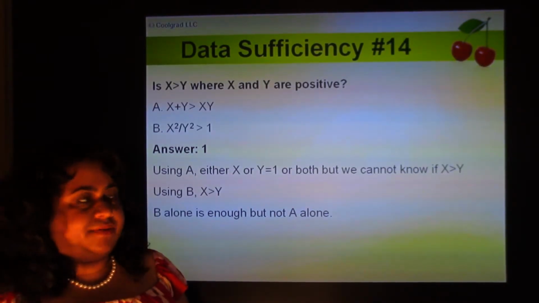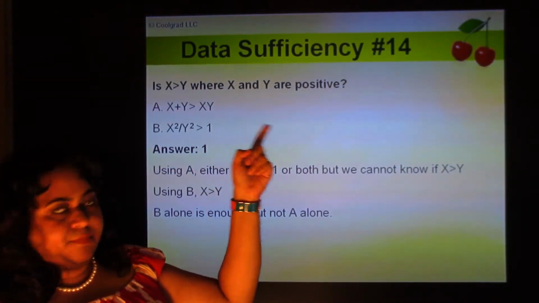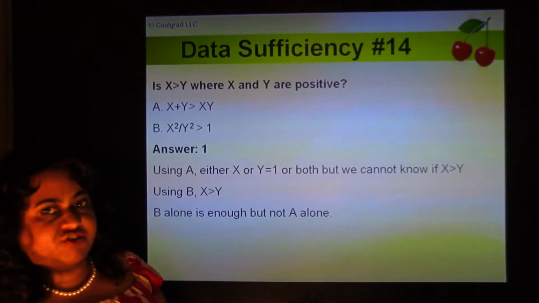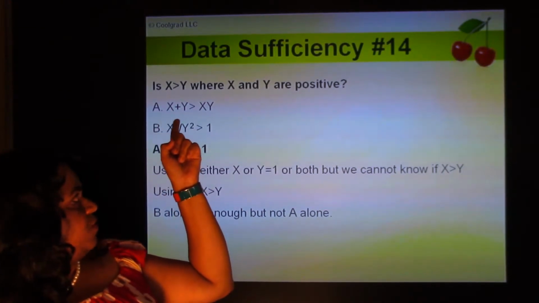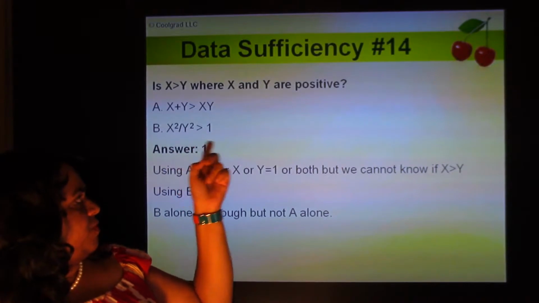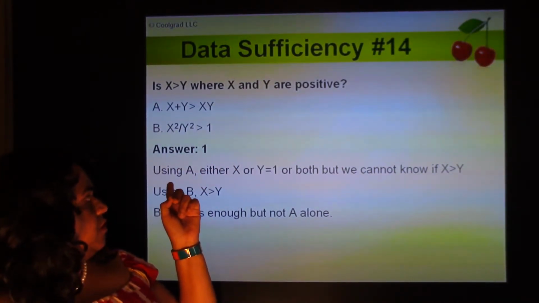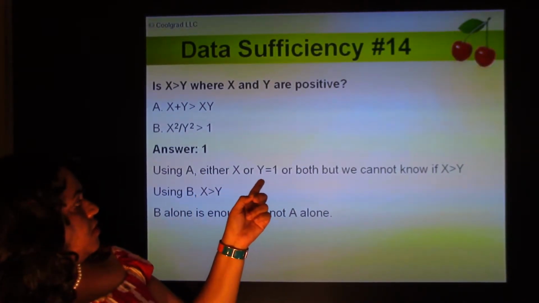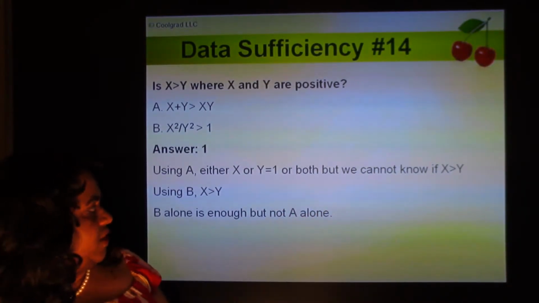So question number 14. Is x greater than y, where x and y are positive? Remember, it doesn't say positive integers, it just says positive numbers. Statement A, x plus y is greater than xy. Statement B, x squared divided by y squared is greater than 1. Using statement A, either x or y equal to 1, or both. But we cannot know if x is greater than y.